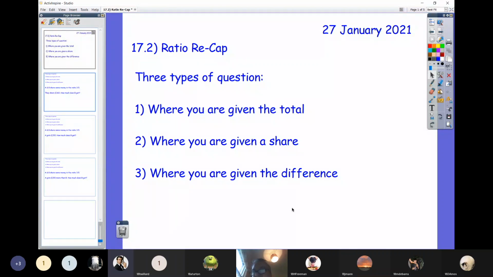Okay, so just going over that again, because I was muted for all of that, so apologies for that. So we're just recapping ratio. So if you feel you're comfortable with this, please feel free to get on with the Dr. Frost questions. Now, there are 3 ways a ratio question can come up, okay?